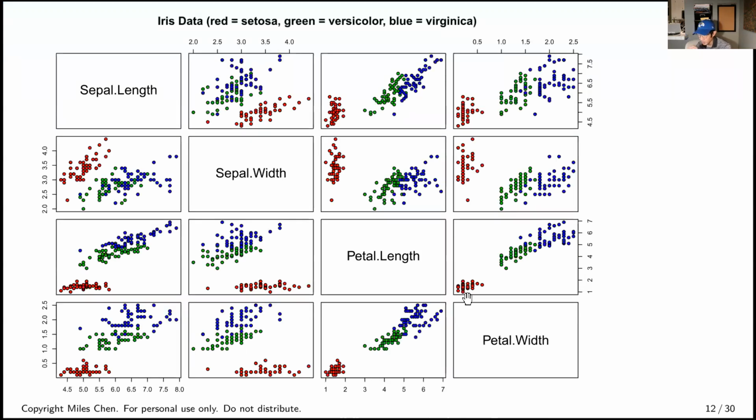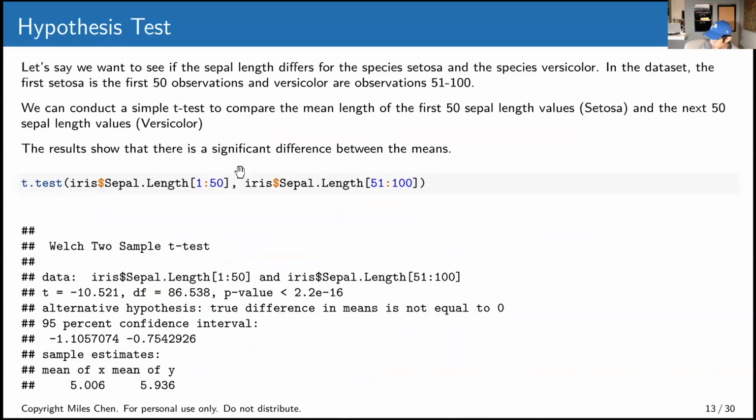And here's a plot of all 4 variables, a pairs plot. The setosa appears in red, versicolor in green, and virginica in blue. And we can see that we can distinguish the flowers from each other by where they're located here. All right, let's say we want to do a hypothesis test and we want to compare the sepal length of flowers from setosa versus versicolor.